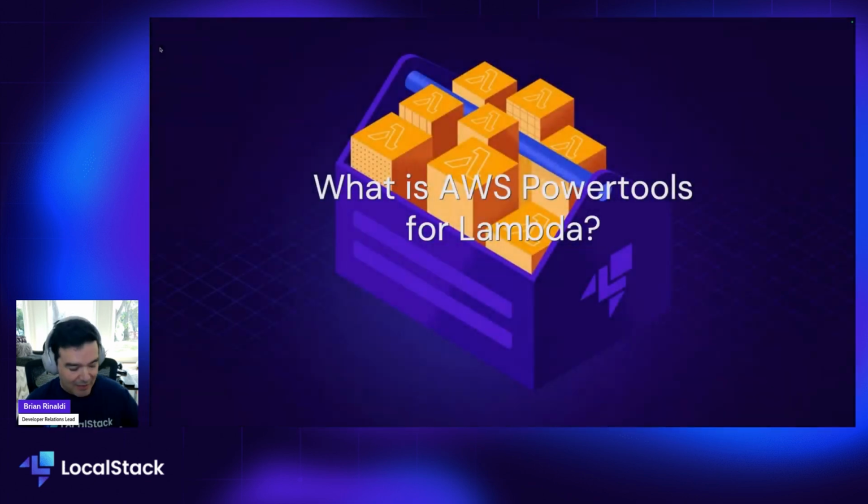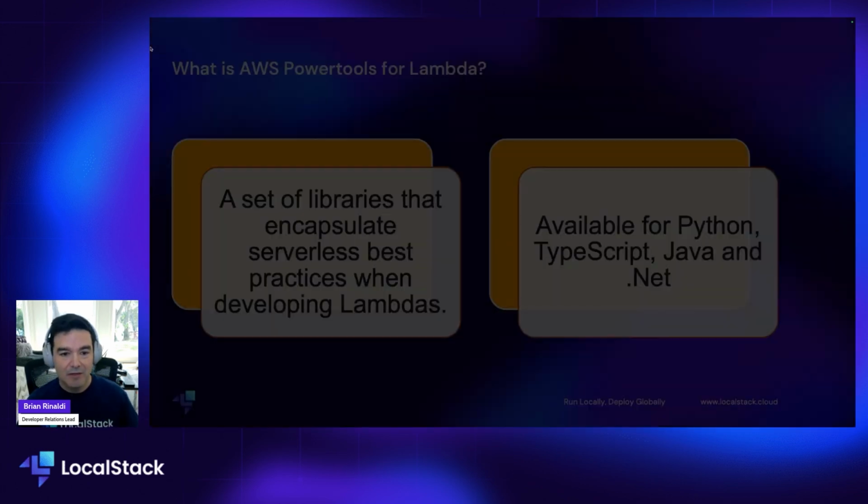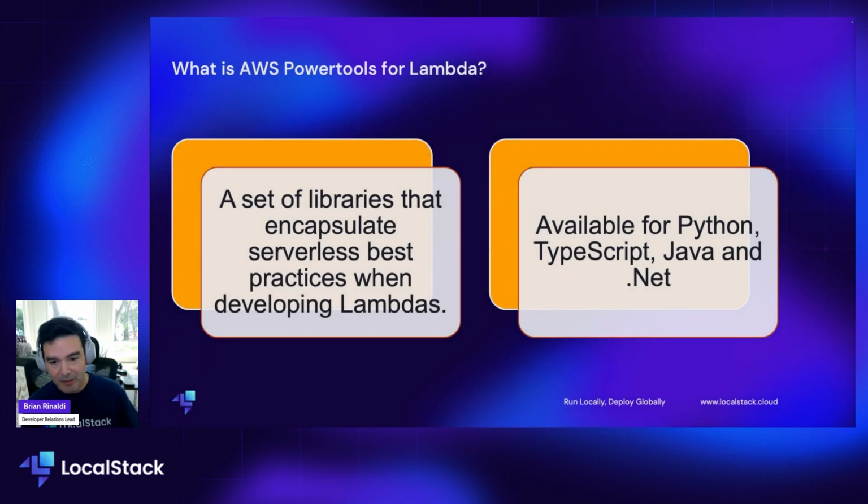So that's what AWS Power Tools for Lambda helps you with. It basically is a way of codifying best practices that AWS has determined for building serverless architectures and giving you a way to integrate those into your Lambdas. So AWS Power Tools is basically a set of libraries that encapsulate all of these best practices that you can integrate into your Lambda. They've determined a number of best practices for serverless architectures, created little sub libraries for those, and then you can add those into your Lambdas.